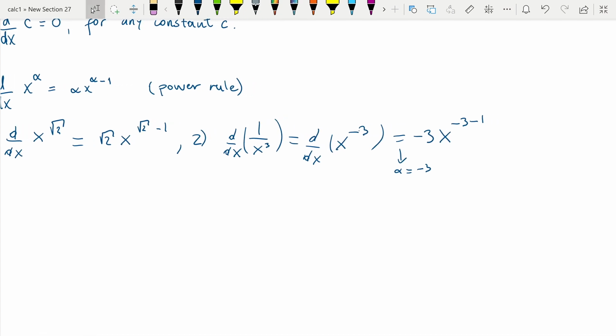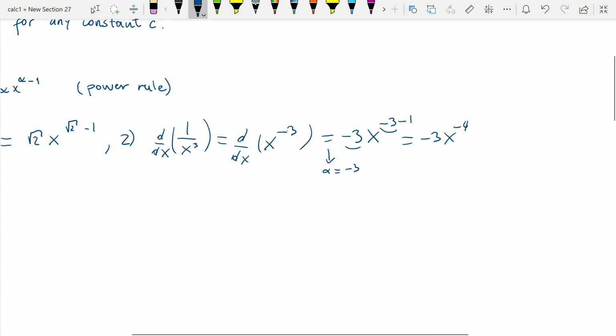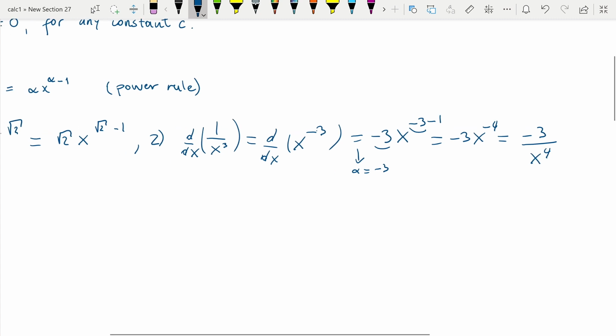So alpha is minus 3, and so this becomes minus 3 times x to the minus 3 minus 1, which becomes minus 4. This is not minus 2. Some people may get confused and add 1. You're always subtracting 1. You see, it's a negative number, it becomes more negative. And we can, if you want, write this as minus 3 over x to the power of 4.